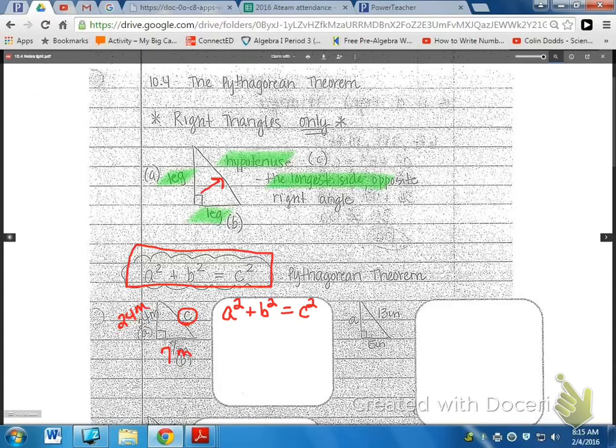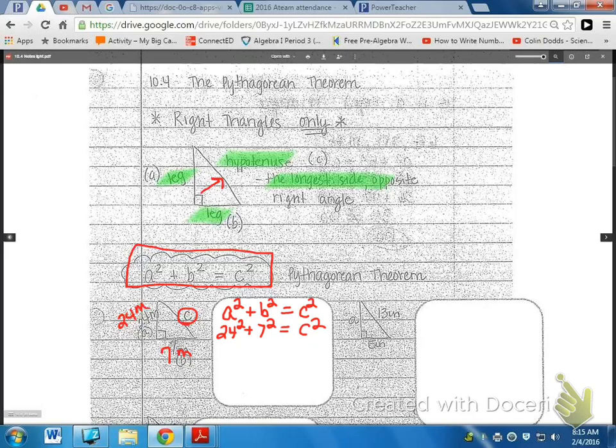The two legs are a and b, and quite honestly, it does not matter which one is a and which one is b. Those two are interchangeable. It's just important that you make the hypotenuse c every time. So I'm going to plug in the information that I know. 24 squared for a, 7 squared for b, and c squared. So you have to square the a and b.